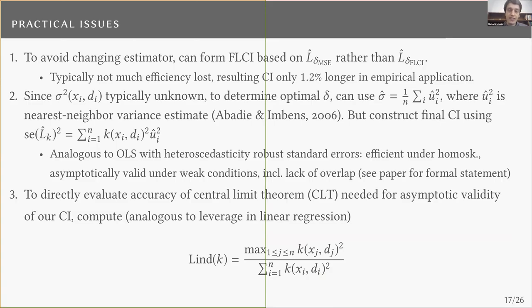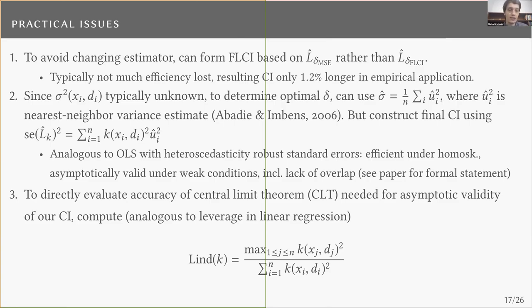So far, everything I've said has been under the assumption that I know the conditional variance function, and that the errors are normal. In practice, this is typically unknown. So in order to implement our procedure in practice, you can just replace the unknown conditional variance function with an estimate. To make the method as simple as possible, we suggest using a homoskedastic variance estimate as your initial variance estimate, then do this optimal bias variance trade-off. But when reporting the final confidence interval, use heteroskedasticity-robust standard errors.